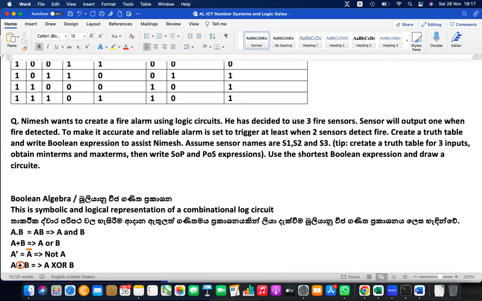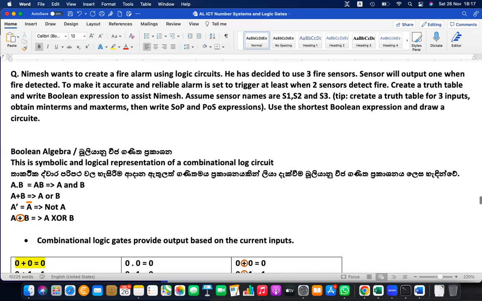Okay, if anything is unclear, you can ask. You can write this question now in your book. Nimesh wants to create a fire alarm. He uses three sensors, S1, S2, S3. If at least two of the three sensors are working, he detects fire, and the alarm is going to trigger. When there is a fire, the sensor outputs 1.